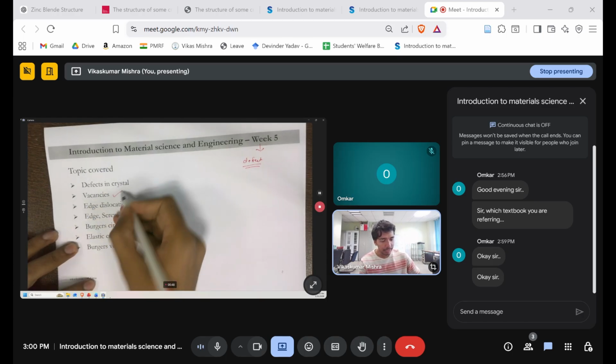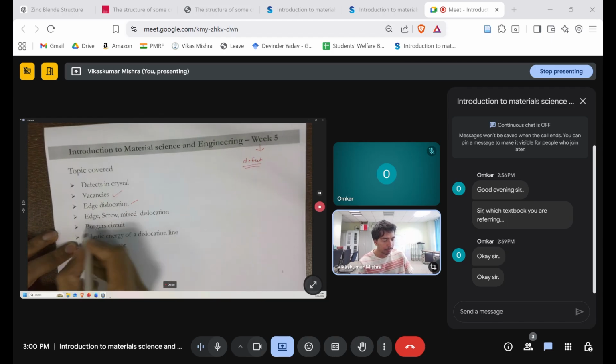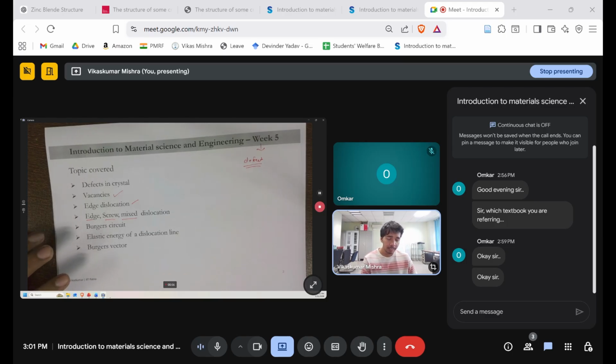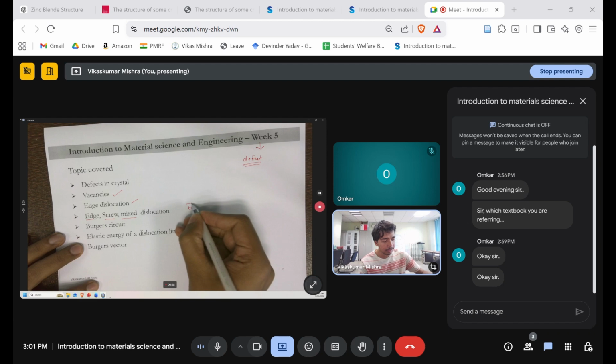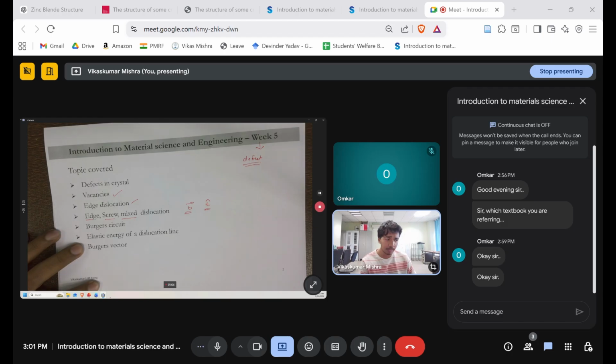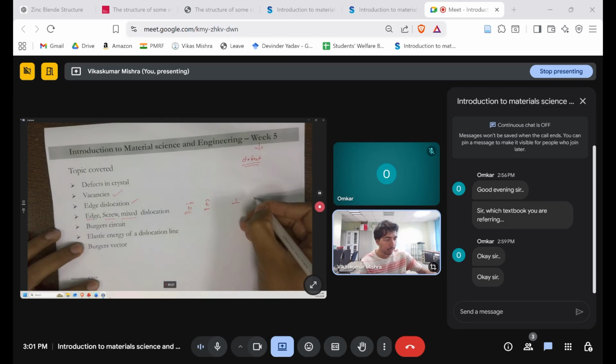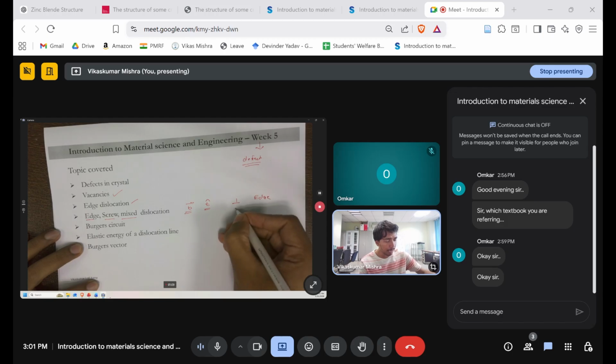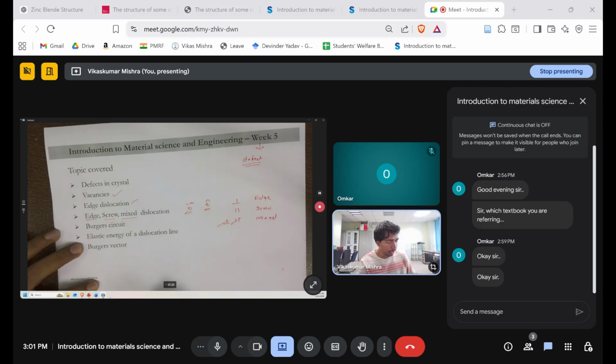So we went through the vacancy, and we went through the dislocations, particularly edge, screw, and mixed dislocation. We classified them based upon the relation between the Burgers vector and the tangent vector, based upon the angle between them. If they are 90 degrees, perpendicular, then we call it an edge. If they are parallel with each other, then we call it a screw. If they are neither perpendicular nor parallel, in that case we call it a mixed dislocation. In general, in our crystal, it is always the mixed dislocation which is present, the combination of the edge and the screw.